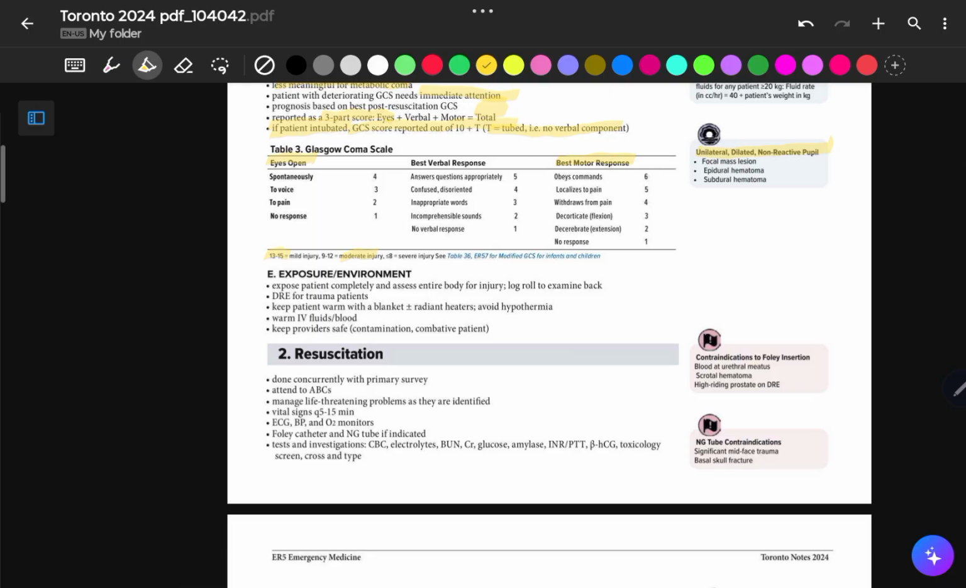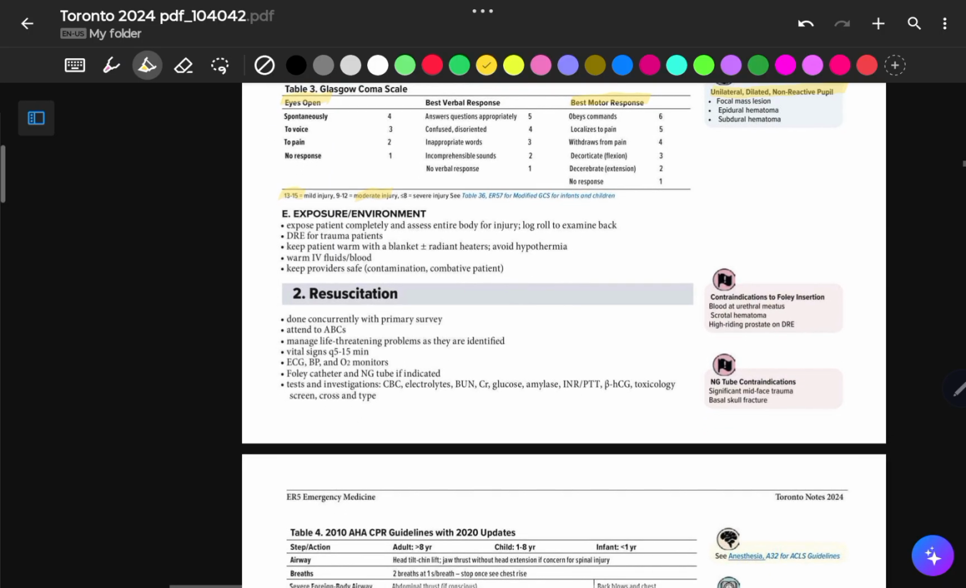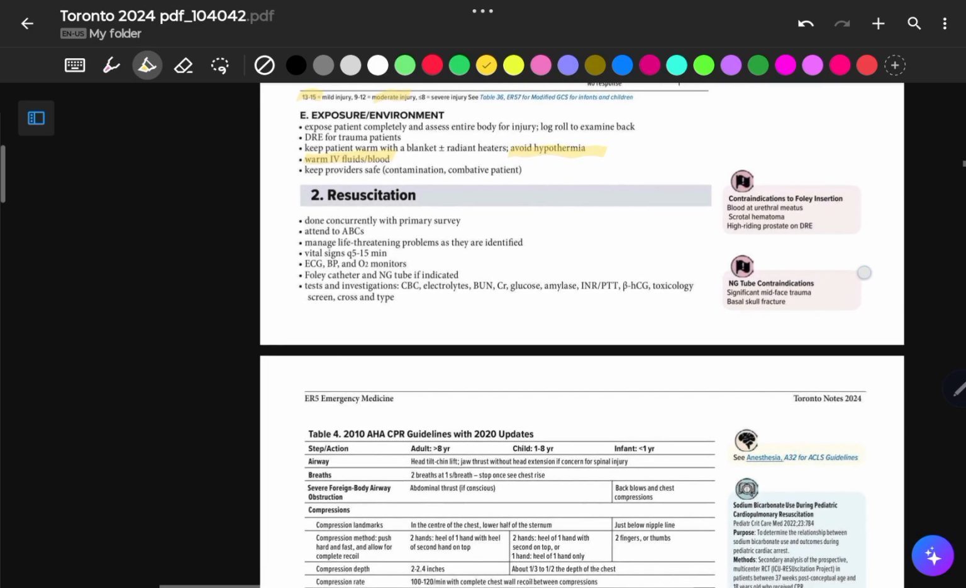So basically just to clear that out. Alright, so you need to keep the patient warm. You need to make sure the patient is kept warm by using blankets or radiant heaters, and then avoid hypothermia. You need to try and give the patient warm fluids and warm blood at all times, and keep providers safe from contaminations. So make sure you wear your PPE at all times.